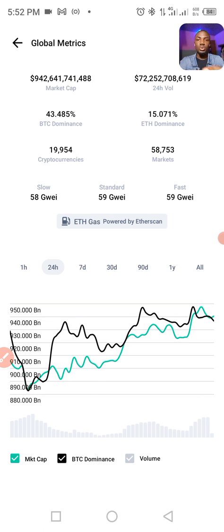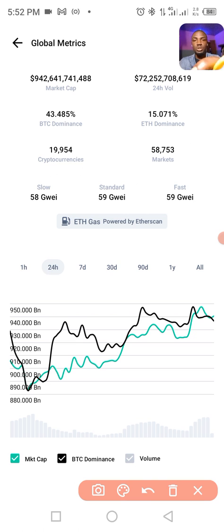Okay, so now the next thing we have is the Bitcoin dominance. What does Bitcoin dominance mean? It just means the influence Bitcoin has over the entire crypto market. So this particular point, Bitcoin dominance, means Bitcoin occupies 43.485% of the entire crypto market. What am I trying to say? It means if you look at this, out of this $942 billion, Bitcoin has 43% of it.